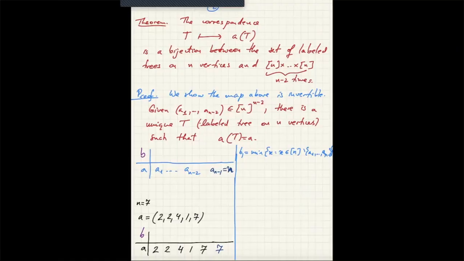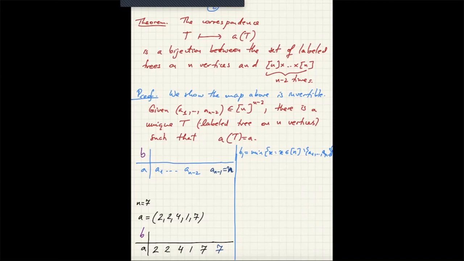So I'll give you a sketch of the proof that the correspondence T goes to its Prüfer code is a bijection between the set of labeled trees on n vertices and this Cartesian product, n times n and so on, n minus 2 times. And to do that, we show that this map is invertible. So from a tree, we get a unique code.